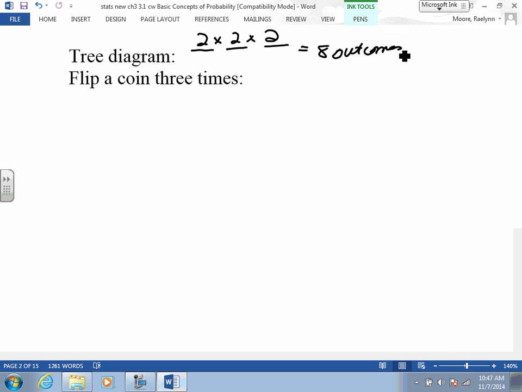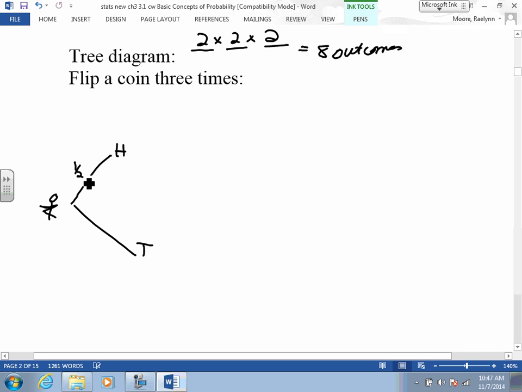Now, the easiest way to start your tree so that you don't end up with 2 completely separate tree trunks is with you. Start like this. Here's you. You flip one coin. What can you get? Heads, tails. Each one of these has a 1/2 chance of happening. Put this in your sample space. Okay, this is your first coin.